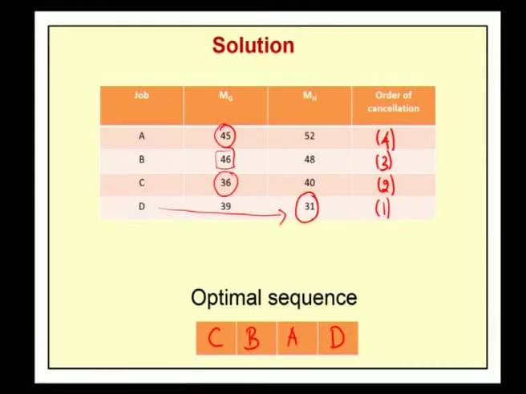So for the given problem, the optimal sequence is: first we have to complete job C, next B, next A, and finally job D. So the optimal sequence for the given problem is C to B to A to D.